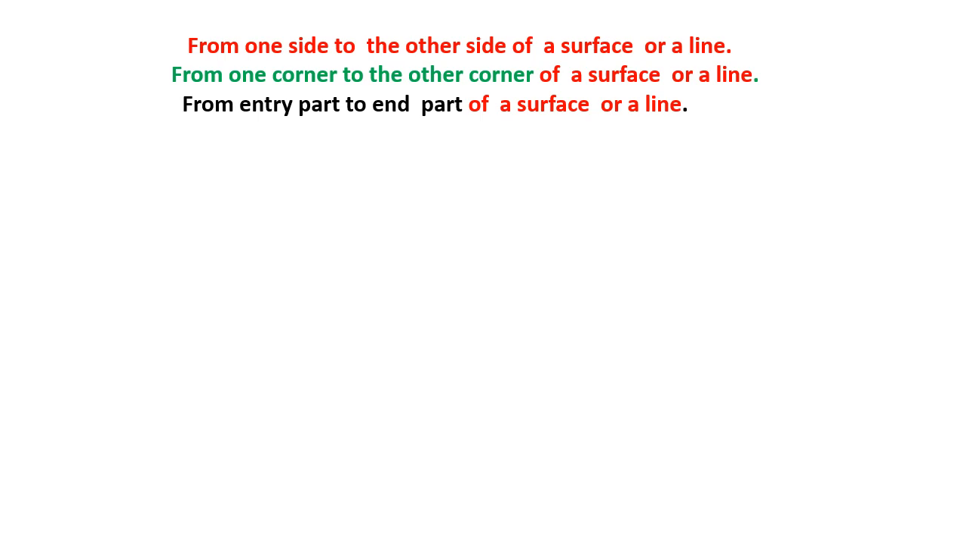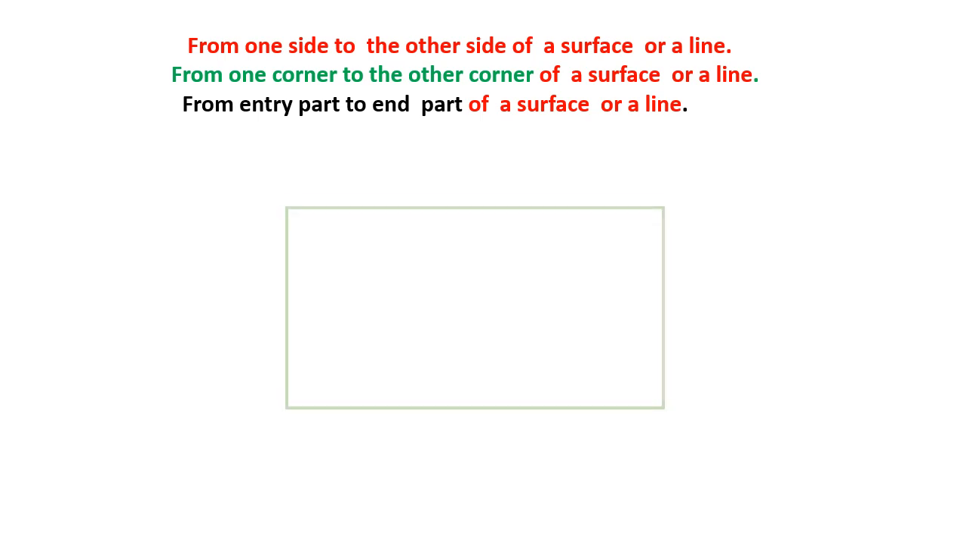In the same way, across is used for the meaning from one corner to the other corner of a surface or a line. Similarly, across is used for the meaning from entry part to end part of a surface or a line. So, across is used when an object is considered to be a surface or a line.